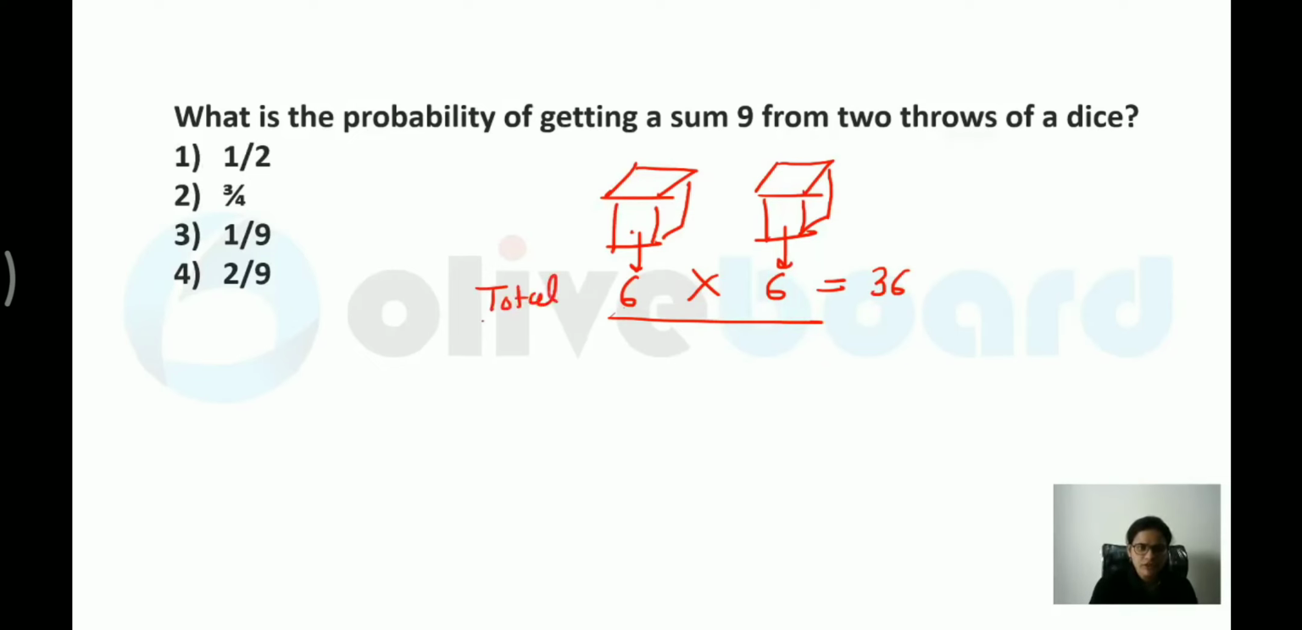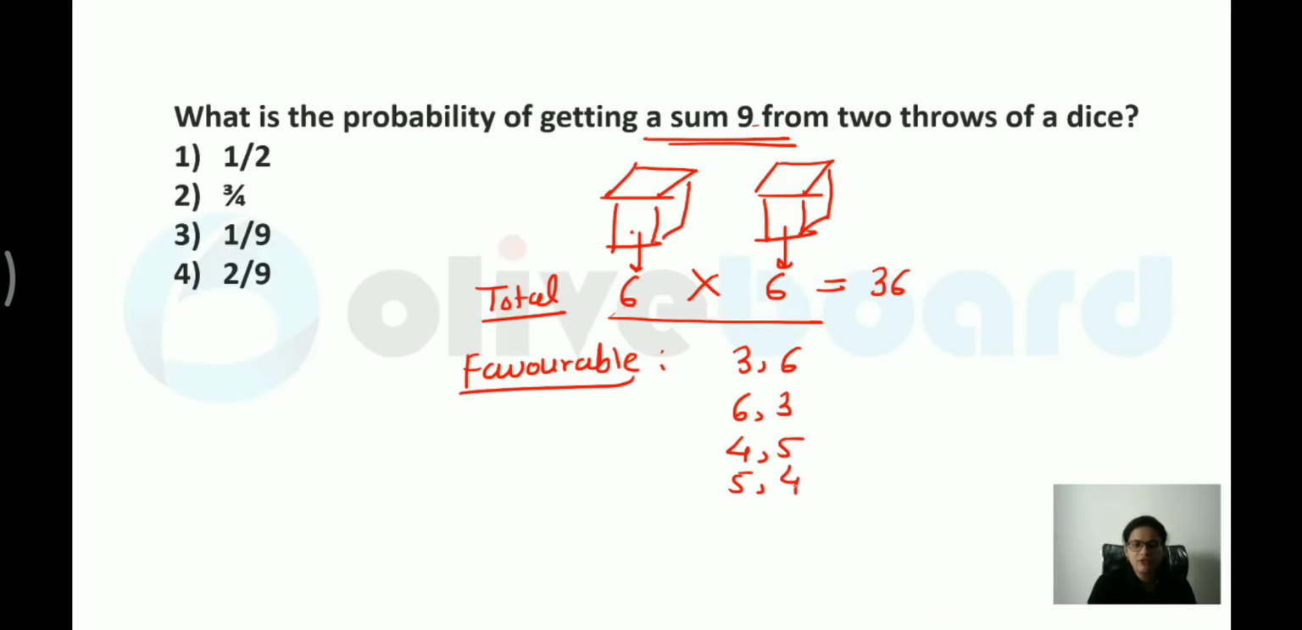Now, what is your favorable outcome? You want a sum of 9. For favorable, I have to figure out which cases are possible. When you are saying sum of 9, either it can be 3 and 6, it can be 6 and 3, it can be 4 and 5, or it can be 5 and 4. You cannot go beyond this. If you write 2 over here, this will become 7, so 7 is not possible. So these all are the 4 favorable outcomes.